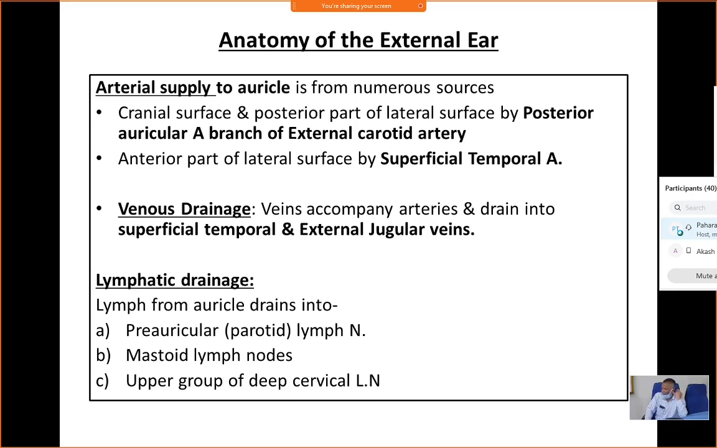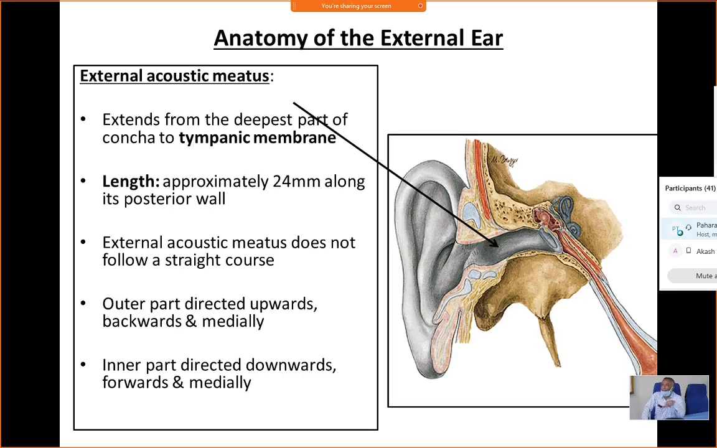Preauricular means anterior to the pinna. Then the mastoid group of lymph nodes, which is on the posterior aspect. Then the upper group of deep cervical lymph nodes in the neck region. So any inflammatory process on the auricle or pinna may spread infection to these groups of lymph nodes.